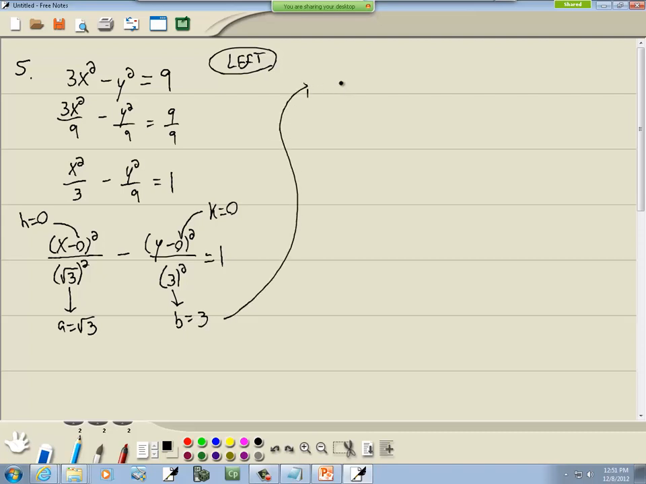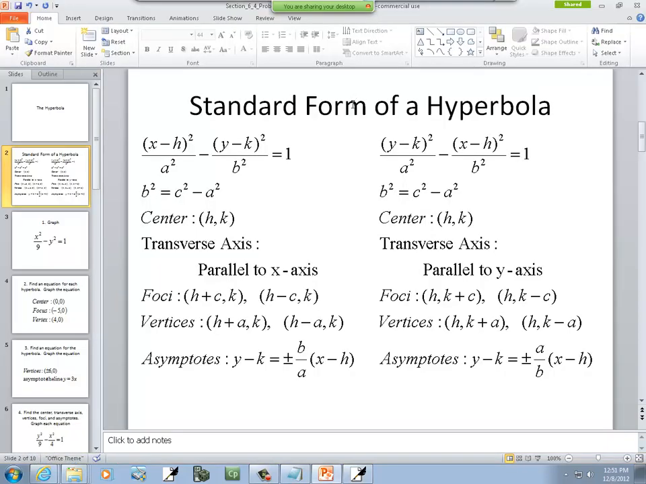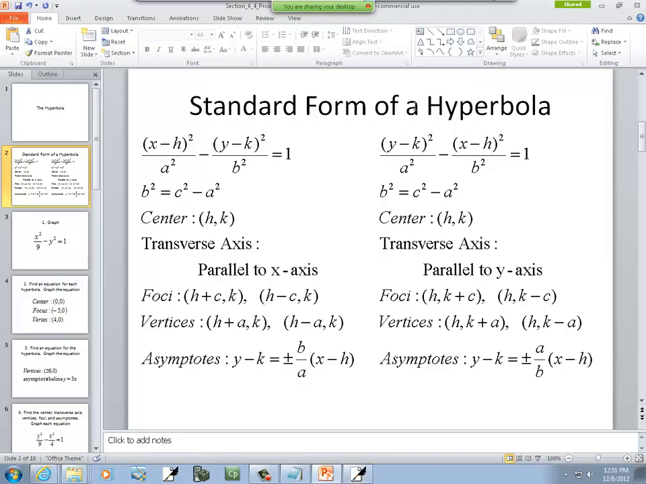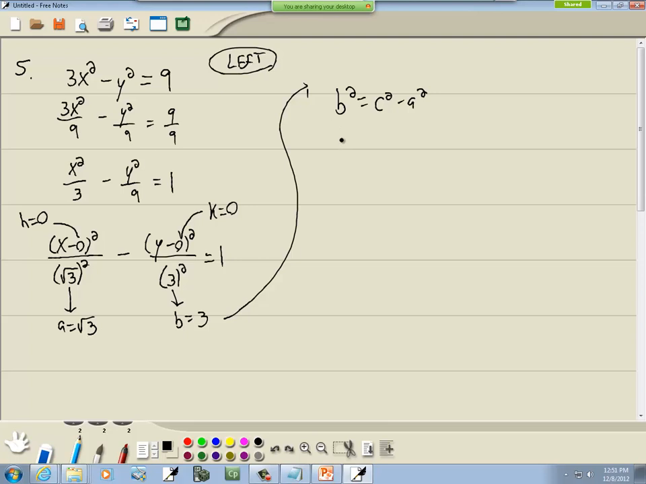Well, we need to find c. Then we'll have our five variables, 5 letters. So we got b squared equals c squared minus a squared. b is 3, so we got 3 squared equals c squared minus square root of 3 squared. So we got 9 is equal to c squared minus 3. Take the negative 3 over. We got 9 plus 3 is equal to c squared. C squared is equal to 12, or c is equal to square root of 12, which is 2 square root of 3.